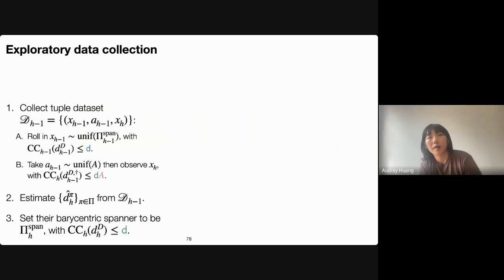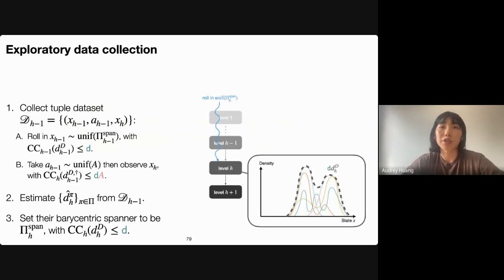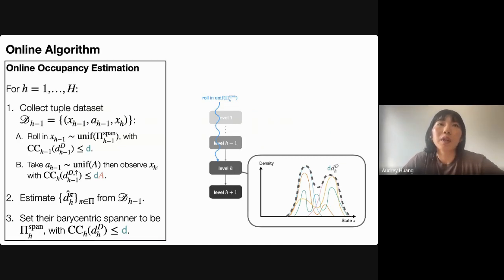And then now notice that we actually have approximations of the occupancies at level h, so we can repeat this process by computing their barycentric spanner, π_span^h, and roll it into level h to shrink the concentrability coefficient back to d. So this means we can go back to step 1 and repeat the process of occupancy estimation for d_{h+1}^π at the next level. So this sequence of estimation and exploration makes up the general framework for our online occupancy estimation algorithm, which just does exactly the procedure I just mentioned from time steps h equals 1 through big H.